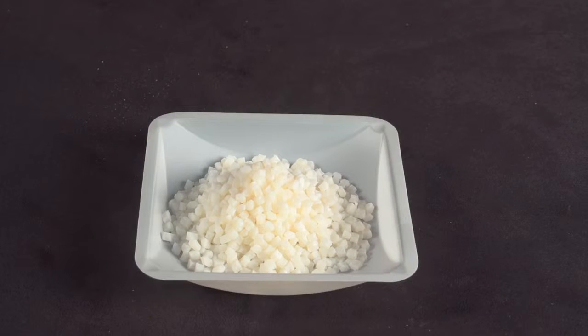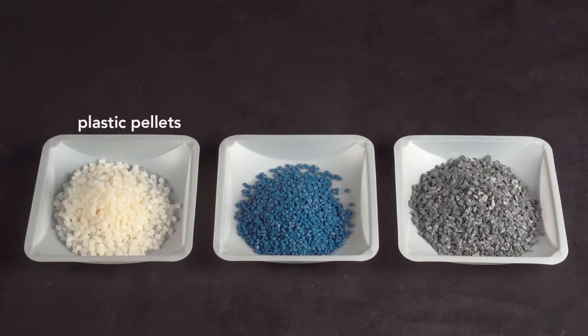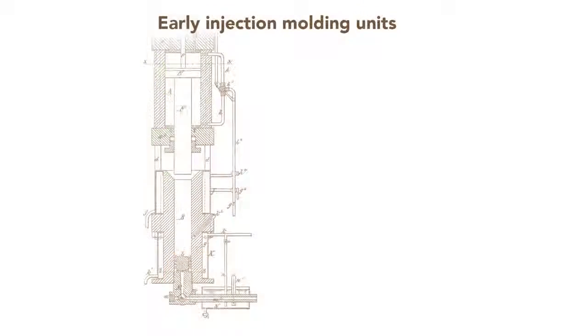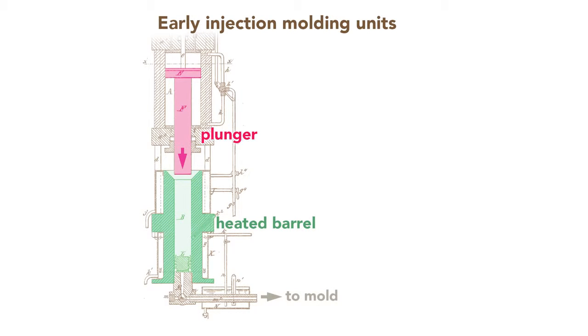All injection molded objects start with these plastic pellets, which are a few millimeters in diameter. They can be mixed with small amounts of pigment called colorant, or with up to 15% recycled material, then fed into the injection molding machine. Before the mid-20th century, injection molding machines used only external heating of the barrel to melt the plastic before a plunger injected the molten material.